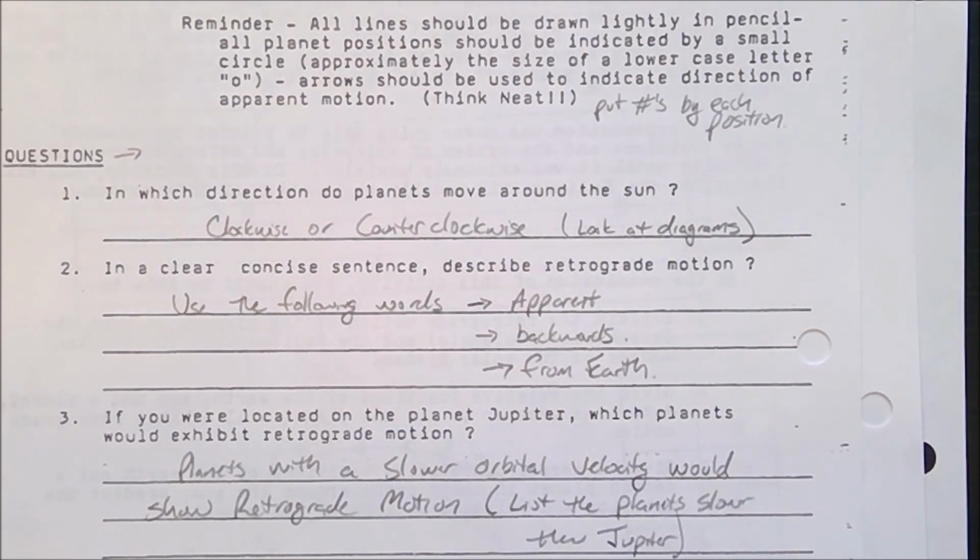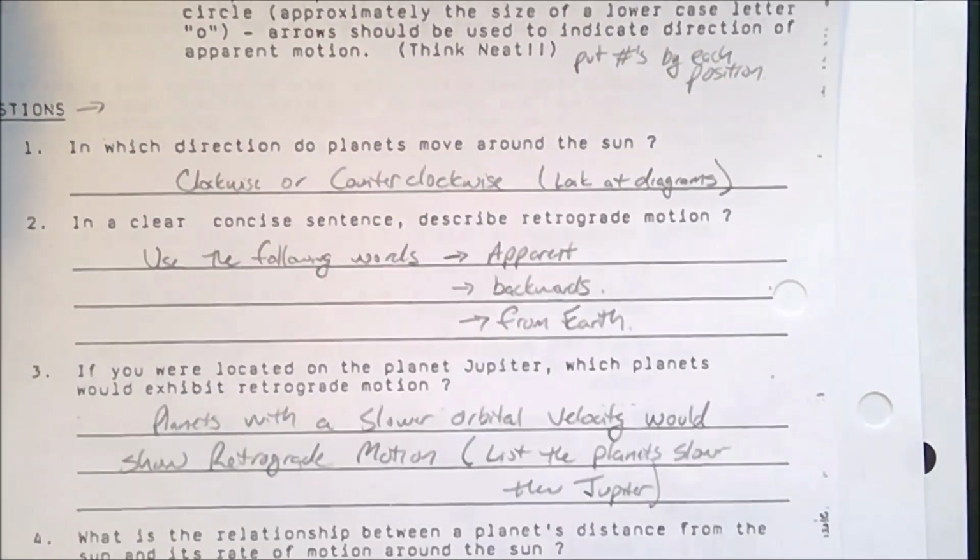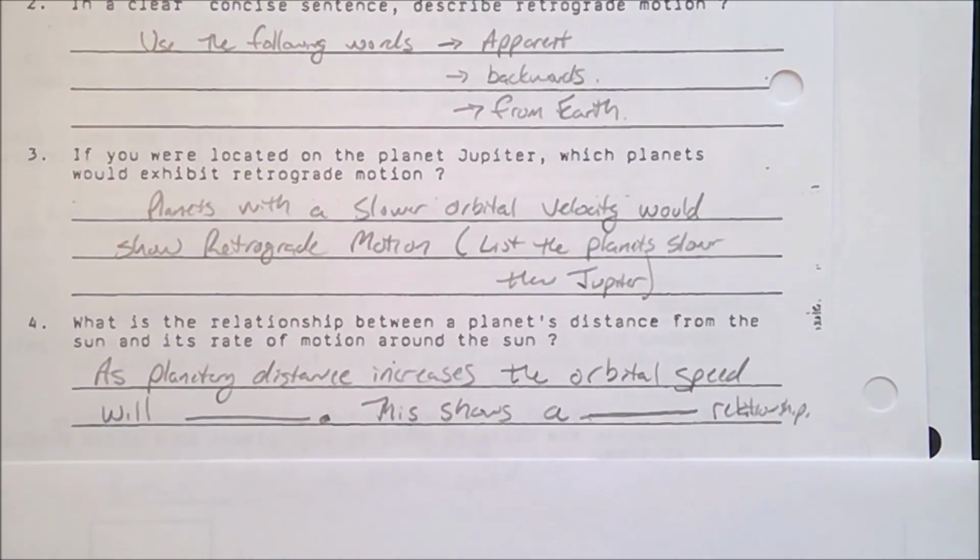The final question is asking you for a relationship. Sorry about that. For number 4, what relationship do you get? Please phrase your answer like this. As planetary distance increases, the orbital speed, which is the rate of motion, will blank. It's going to increase, it's going to decrease, it's going to remain the same. You should know that. This is a blank relationship. It's one of those relationships that we should know.